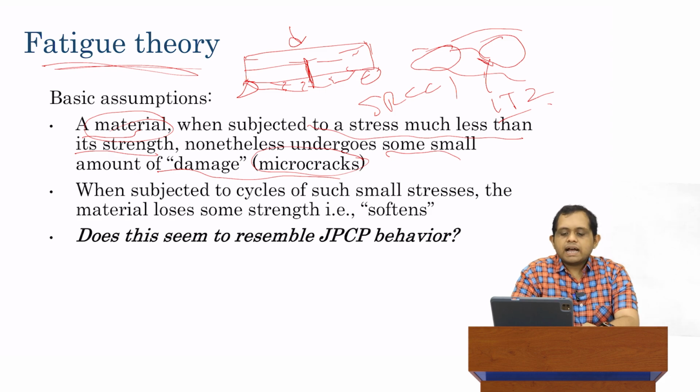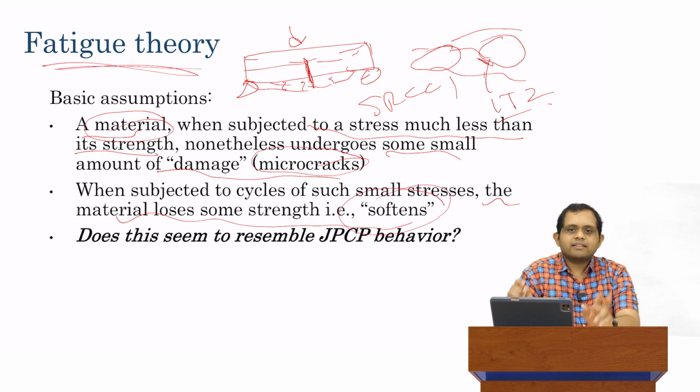That's the first assumption. And the second assumption, when subject to cycles of such small stresses: with each stress application, you just have a tiny micro crack which develops. But as you apply hundreds of thousands to millions of such repetitions, the material starts to lose some strength. With every repetition, a micro crack is developing, and as a result, to a very small extent, the material is starting to lose its strength, or it is softening. Softening is a qualitative term, although we will see that it's possible to quantify it in terms of stiffness. But with every application, the material loses a little bit of strength, and that's what we call softening.